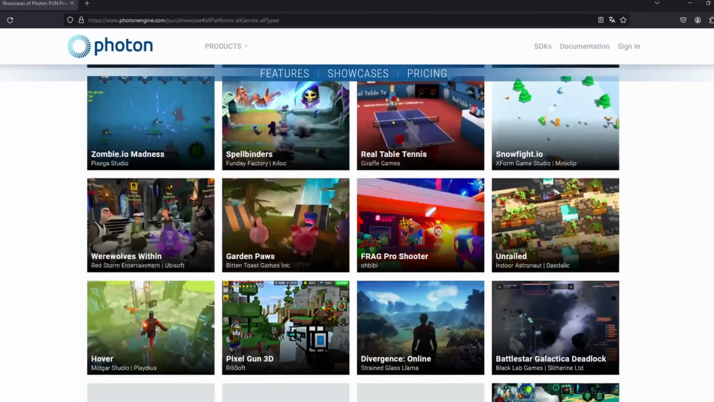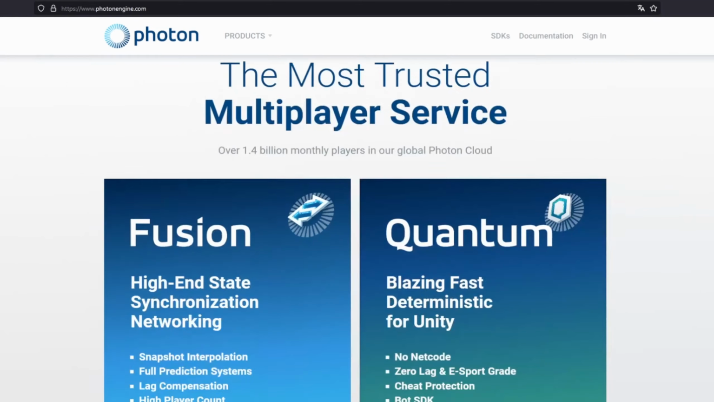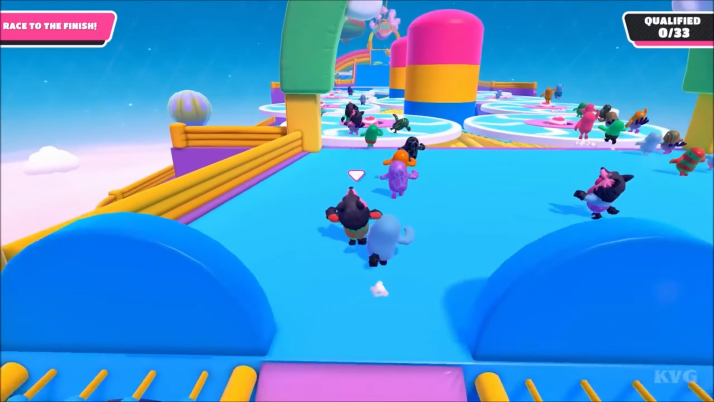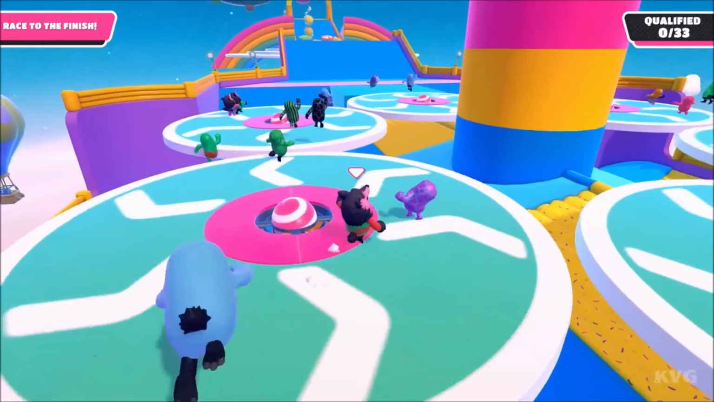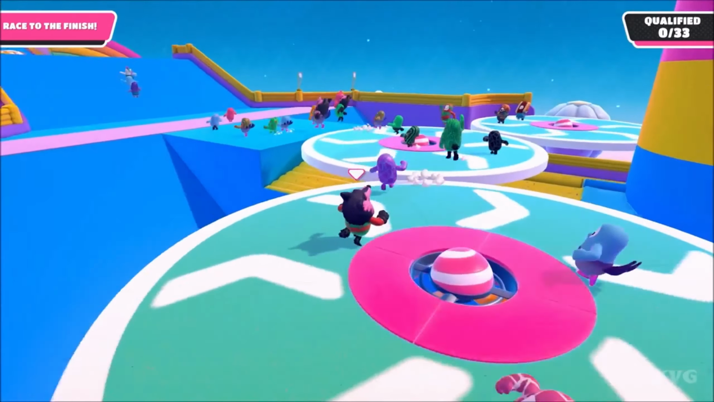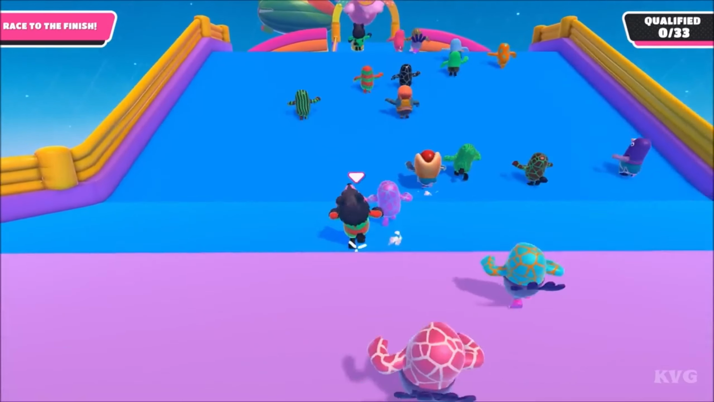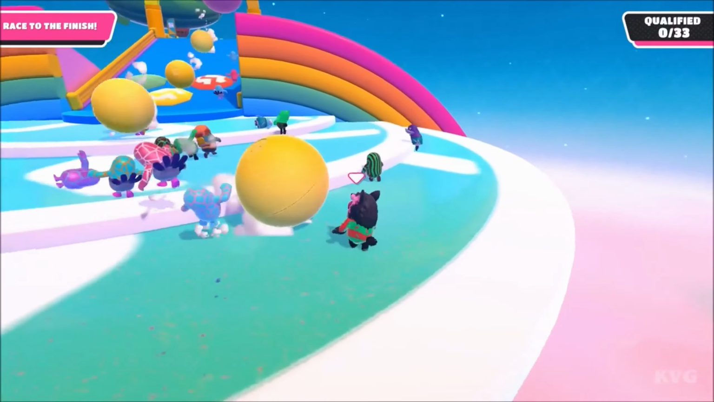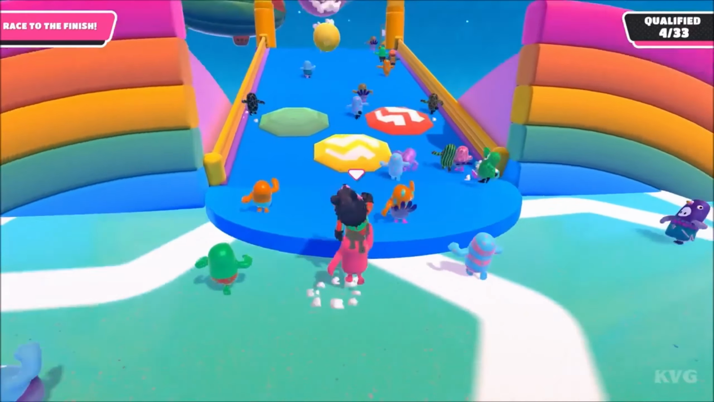Photon Engine has many options like Fusion or Quantum. If you want to know what Fusion or Quantum are, you can read the documentation, but simply, Photon Fusion is the solution that utilizes a server authoritative architecture. Think of it as a control center that orchestrates all game state updates. Clients, basically the players, send their inputs to the server, which then processes them and relays the resulting state changes back to all connected players. So everyone gets the input of the player. If one moves, everyone else knows that he moved.